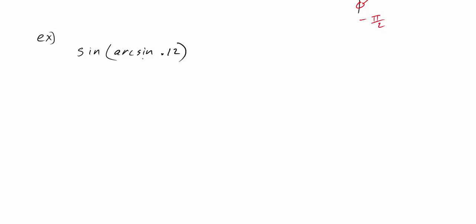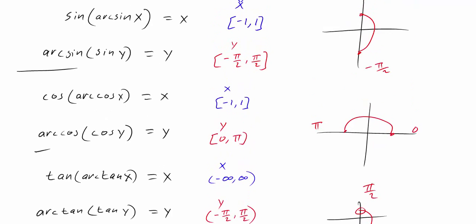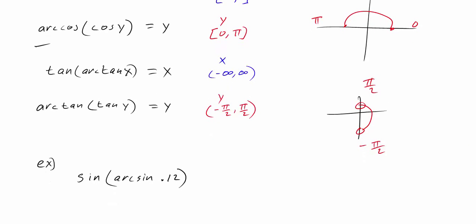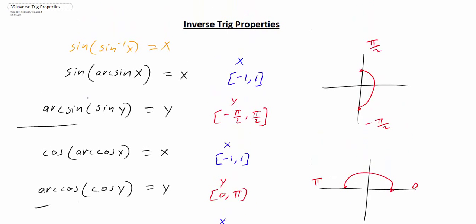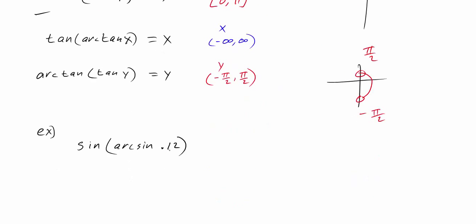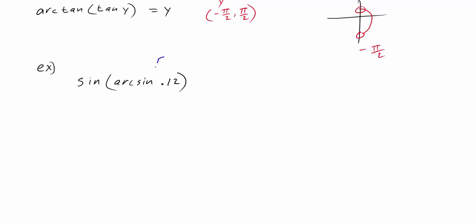Well, we have to think about this. If we look up here, we have the sine of the arc sine. So it says if we have the sine of the arc sine of x, as long as our value here is between -1 and 1, it's going to be that same value. So if we go down here, 0.12 is certainly between -1 and 1, right? So therefore, this is simply going to be equal to 0.12.